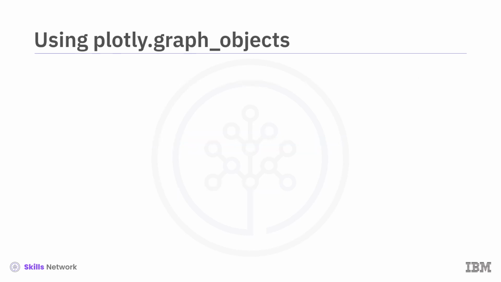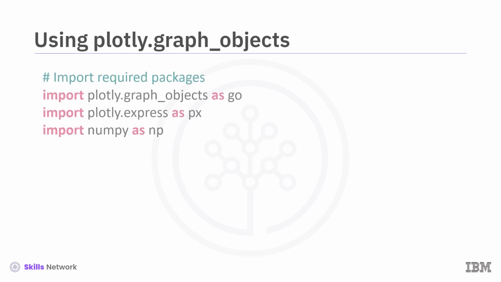Let's see how to use the plotly.graph_objects submodule with a simple line chart creation example. First, import the required packages. Here, we're importing graph objects as go by writing the code import plotly.graph_objects as go. Then, we're importing Plotly Express with the import plotly.express as px command. Lastly, we need NumPy to generate sample data, so we're importing NumPy: import numpy as np.